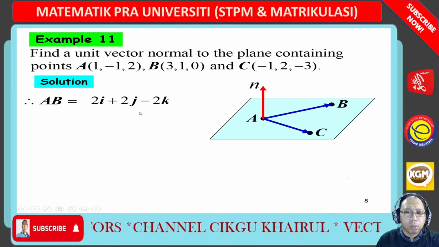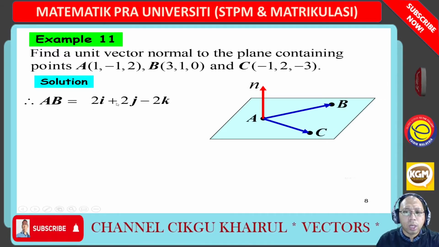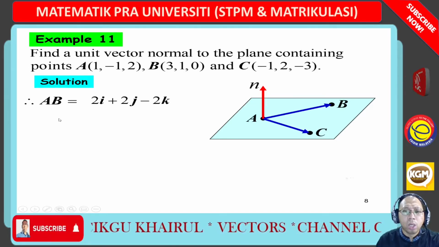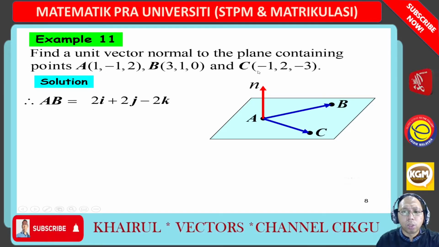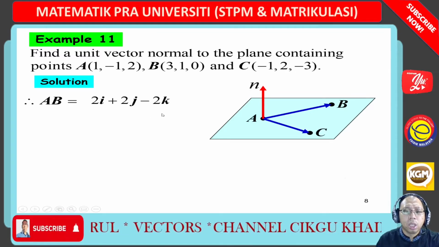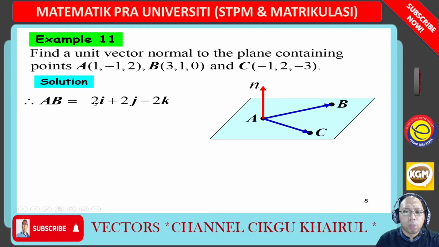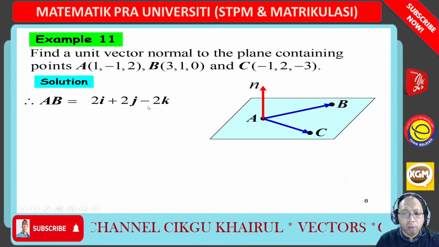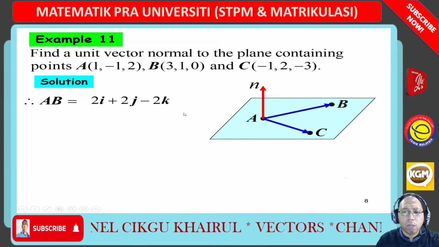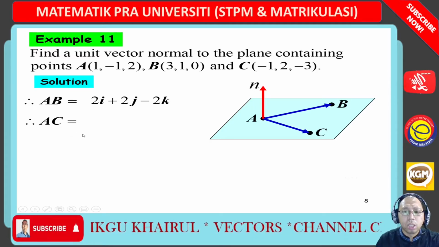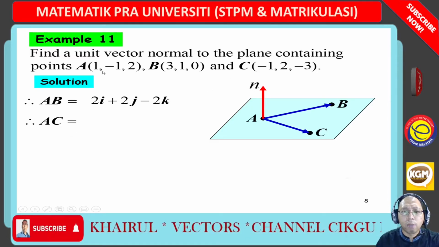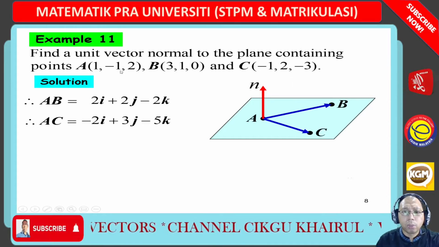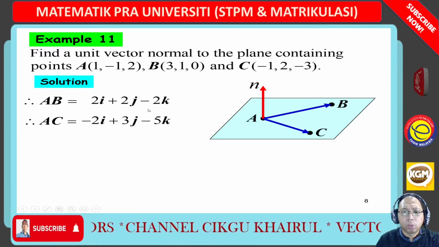So we have to find vector AB and vector AC according to the position vectors. So AB equals 2i plus 2j minus 2k. How to find AB? OB minus OA. This one is OA, this one OB, this one OC. So OB minus OA: 3 minus 1, we get 2. 1 minus 1, we get 0. 0 minus 2, we get negative 2. This is vector AB. Same, we have to find vector AC. So for A and C, negative 1 minus 1, we get negative 2i. 2 minus 1, we get 1, and negative 3 minus 2, we get negative 5.